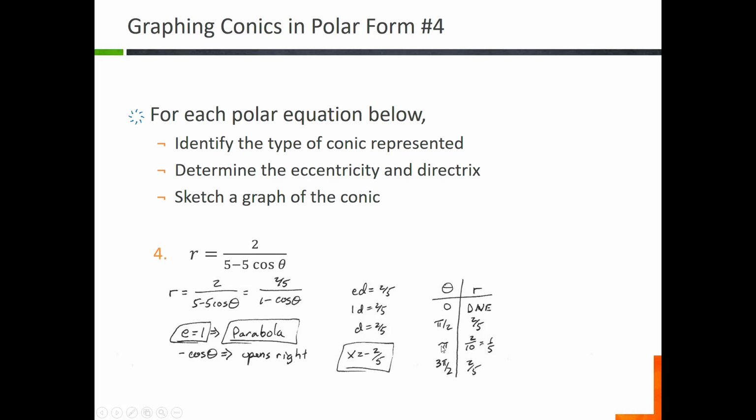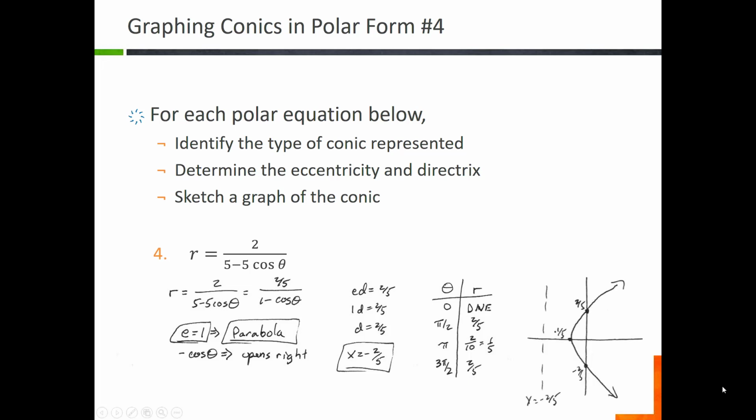If we did pi, cosine of pi is a negative 1. So 5 minus 5 times the negative 1 turns out to be 5 plus 5, double negative there. So 5 plus 5 is 10, and we get 2/10, which simplifies down to 1/5. All right, so let's plot our values. In the 0 direction, which is the positive x-axis, there's no point. In the positive y direction, we're going to have a point that's 2/5 away from the origin. In the negative x direction, we're going to have a point that's 1/5 away. And in the negative y direction, we're going to have a point 2/5 unit away.